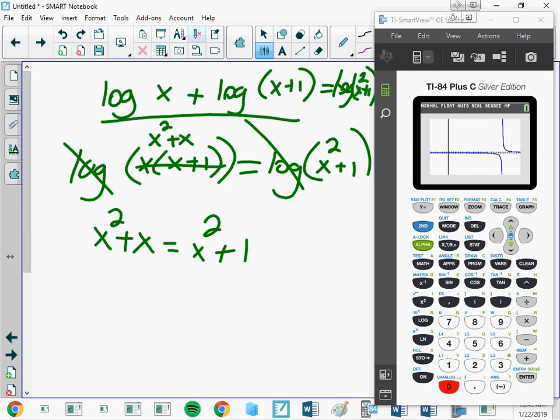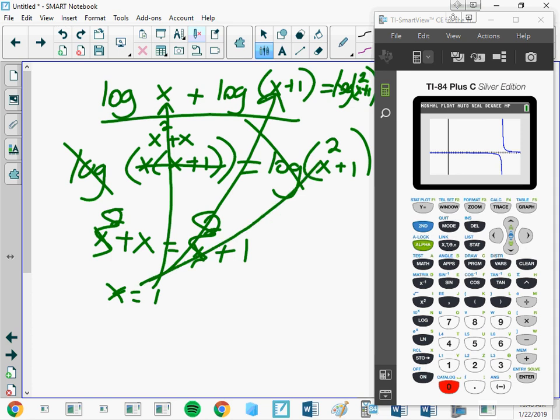Can you guys just look at that and see what the answer is? It's got to be 1, because these just cancel. So x equals 1. Do I need to plug that back in and check for zeros and negatives? Yes, because the original problem had logarithms. Am I okay plugging a 1 in there? Yes. So we're good.